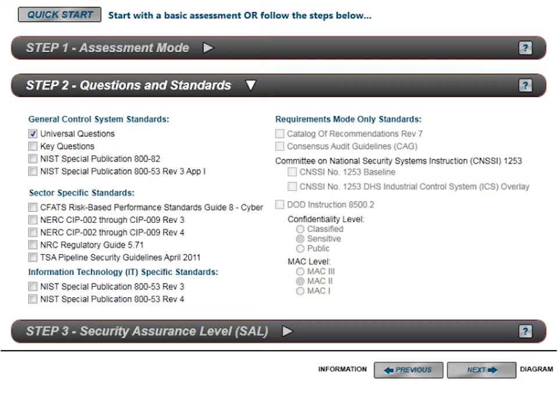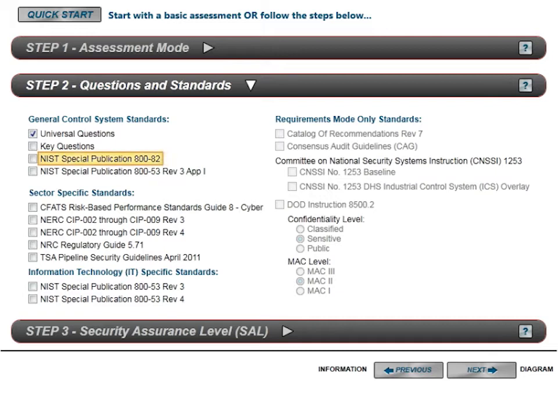These questions are simplified and developed to be answered by a yes or no response. Selecting this option will provide you with the most rigorous control system assessment. The key questions are a selected subset of the universal questions and were created to support assessments with time constraints. They cover what experts deem the most critical controls.